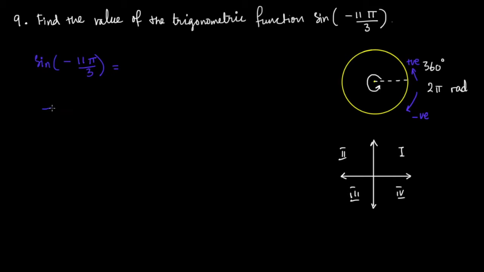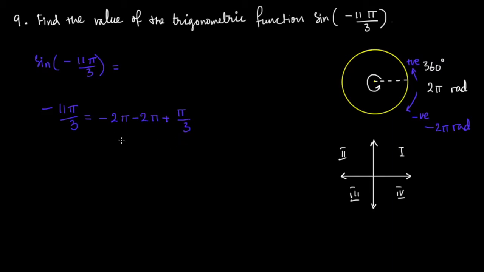So minus 11 pi by 3 can be broken down in terms of negative 2 pi, right? If you go around this circle fully once in the anti-clockwise direction, we cover a 2 pi radian angle. If you go around the same circle in the clockwise direction, then we cover a negative 2 pi radian angle. Minus 11 pi by 3 can be broken down in terms of minus 2 pi in the following way: minus 2 pi, minus 2 pi, plus pi by 3, right?